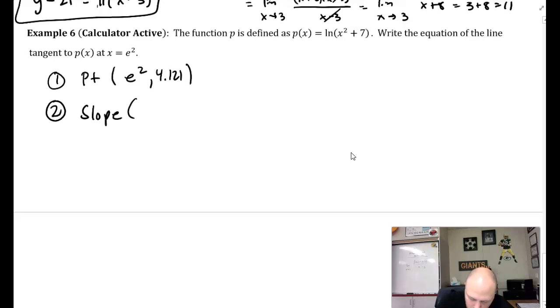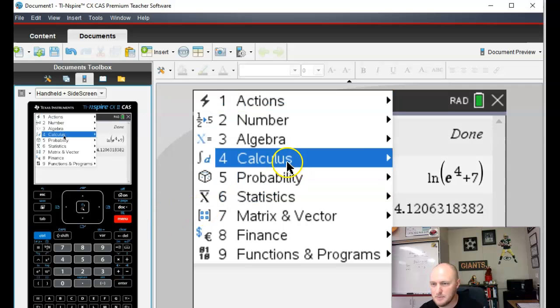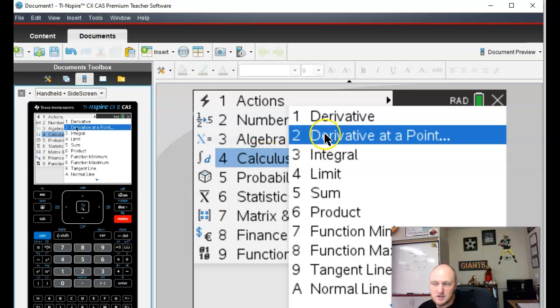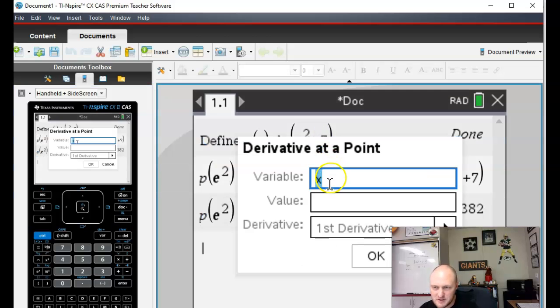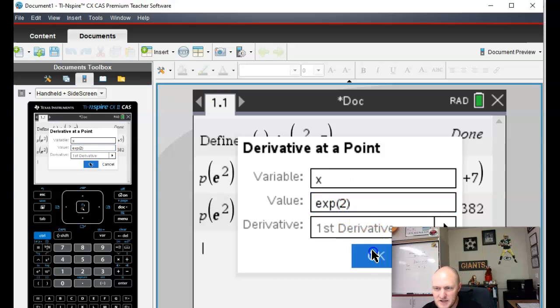Okay, and now I need the slope. So how do I find the slope? Well, that's going to be p prime at e squared. So I've got to use my calculator to take a derivative. Menu, calculus, number 2, derivative at a point. So x is my variable. My value is going to be, again, e, and notice it says exponent in the parentheses. I'm going to put 2 because that's what the input is. E to the power 2. I'll hit OK because it's the first derivative.